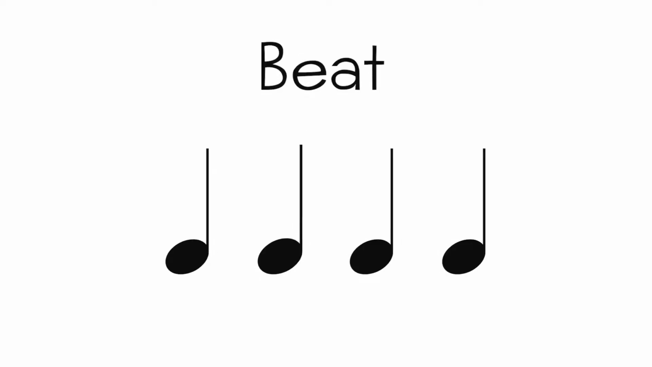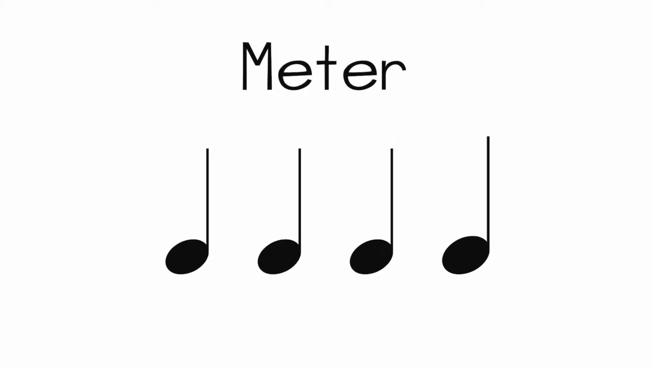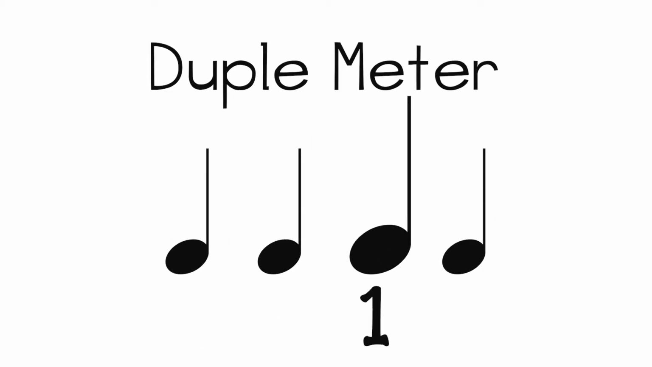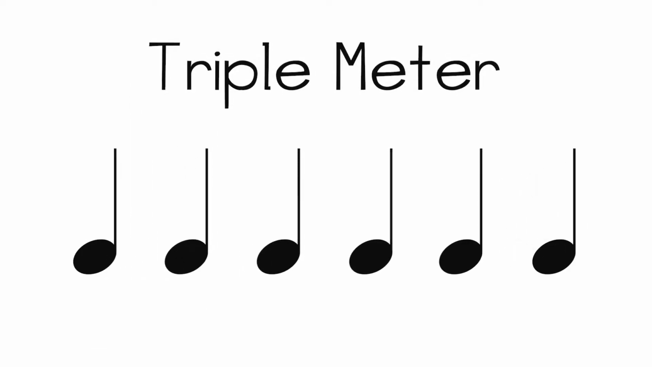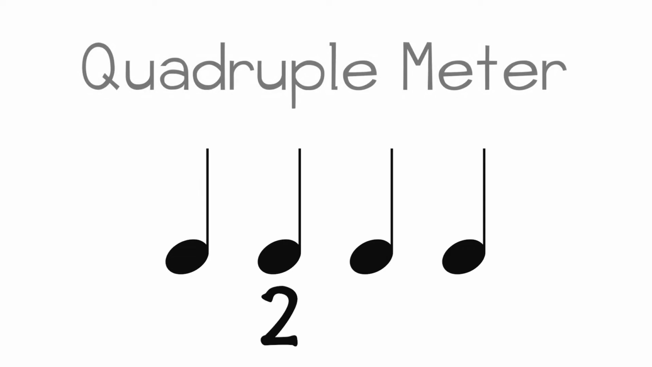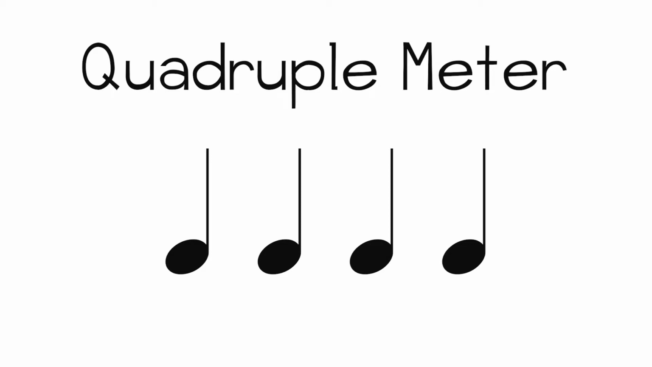A beat is a basic unit for measuring time. A meter is any recurring pattern of strong and weak beats. When the beats are stressed every 2 beats, it is called a duple meter. When the beats are stressed every 3 beats, it is called a triple meter. When the beats are stressed every 4 beats, it is called a quadruple meter.